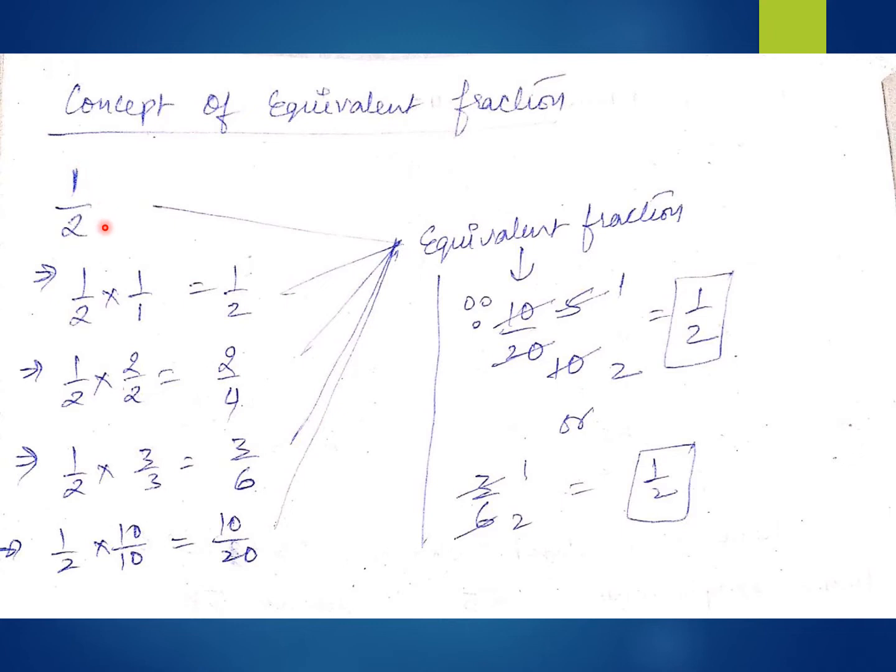So you can see, if I multiply 1 in the denominator and 1 in the numerator, nothing is changed. We get the same number back. Similarly, if I am multiplying 2 in the denominator and 2 in the numerator, we will get 2 ones are 2 and 2 twos are 4. So this 2 by 4 is nothing else but 1 by 2 only. So these two are equivalent fractions.